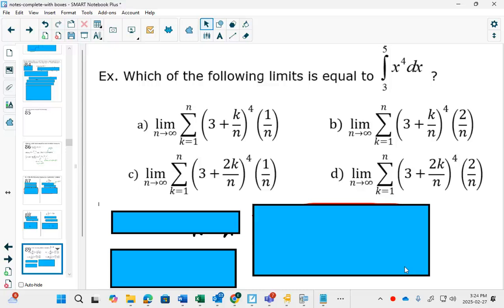How many people have already got an answer for the multiple choice? Okay.